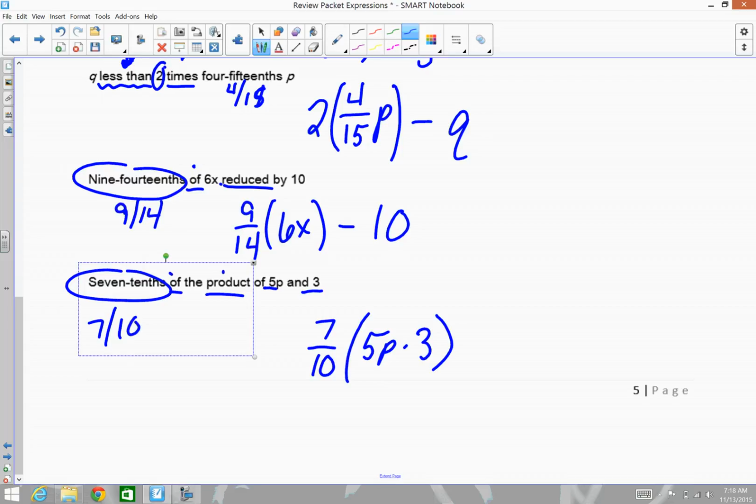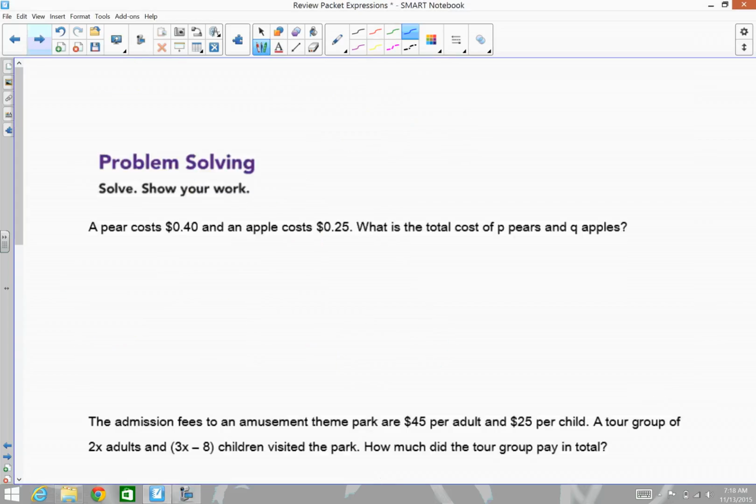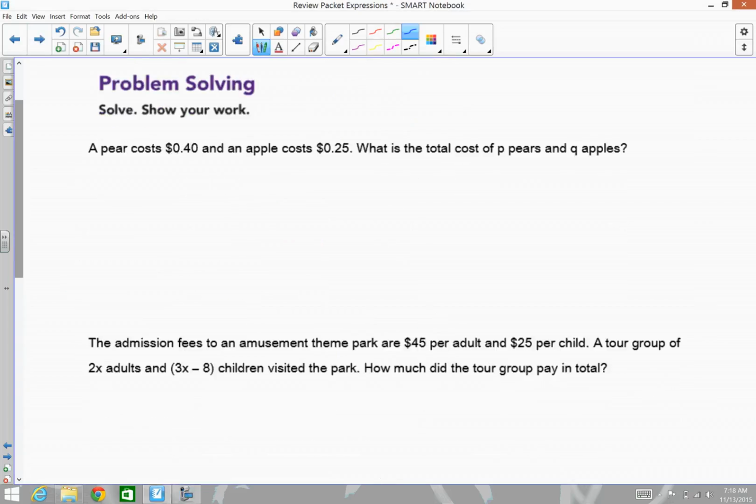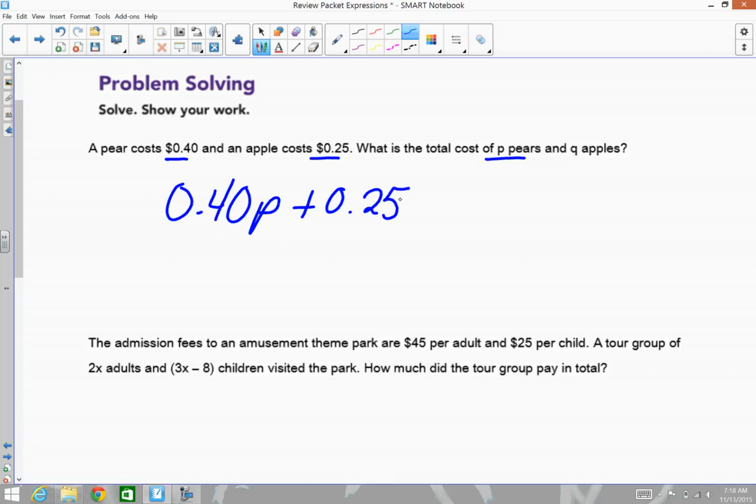Check and correct your packet, and we'll do the last topic. For these, we're problem solving, and we're just writing expressions to represent this. Okay, so pears are 40 cents, apples are 25. If you have p pears, it's going to be 40 cents times however many you bought, plus 25 cents times the number of apples you bought.